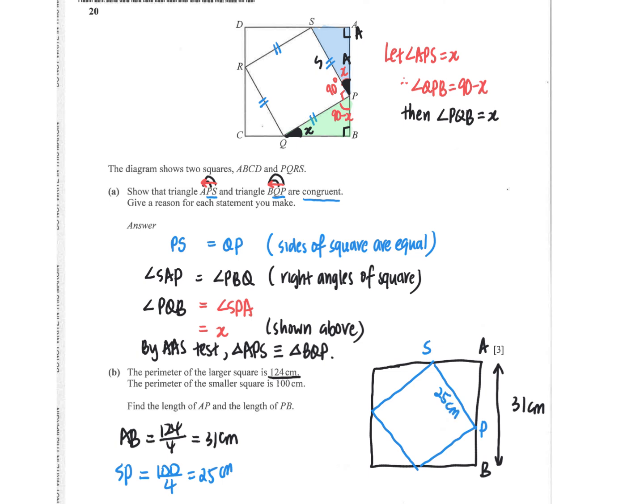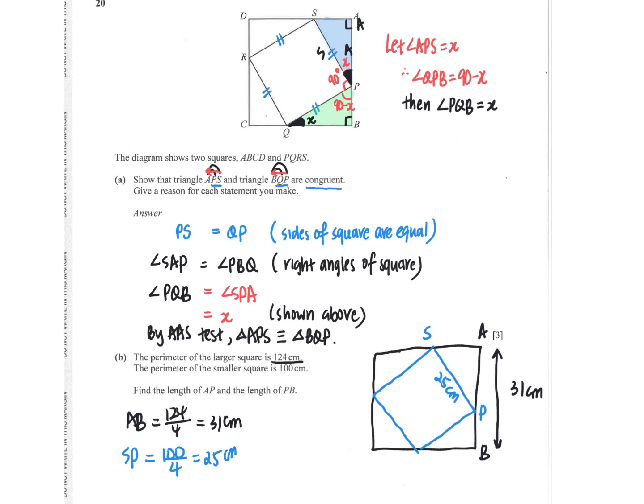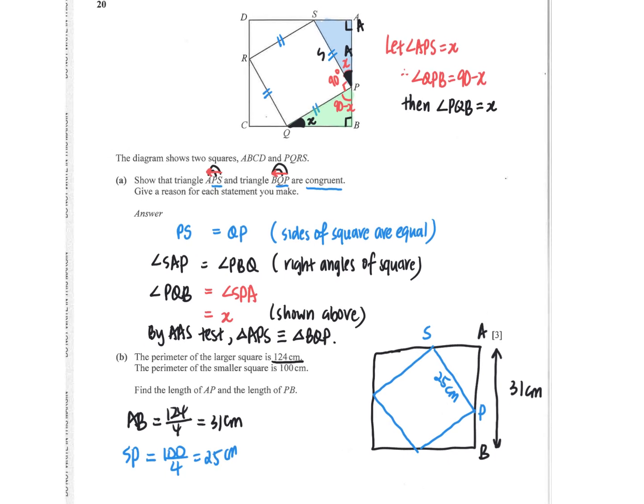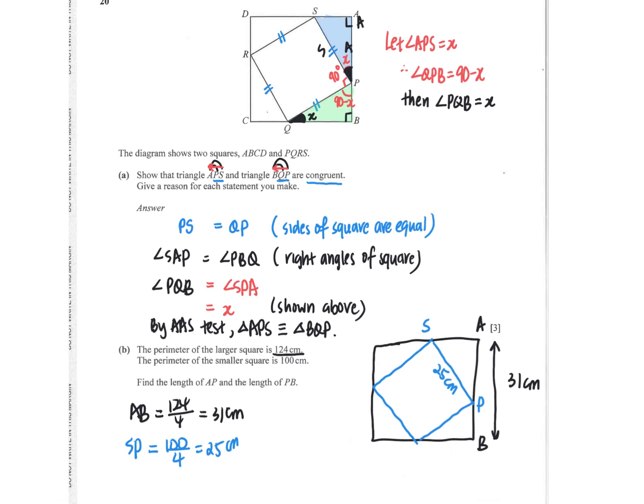I need to be able to solve for the length of AP and PB. So to help me, I will try to use Pythagoras theorem. So first thing first, I let this be x. So this one will be 31 minus x. So whole thing is 31. So if this is x, this is 31 minus x. And because these two are congruent, if this is x also, then this one is 31 minus x.